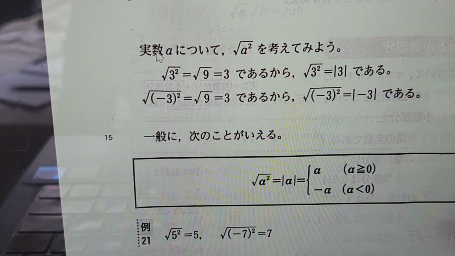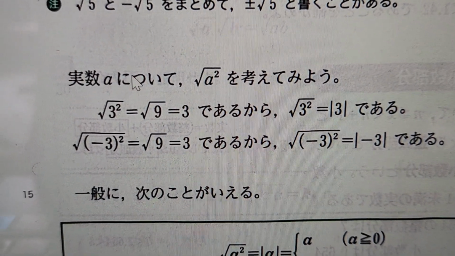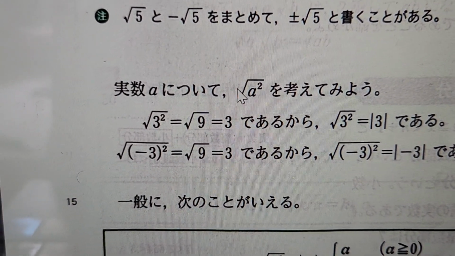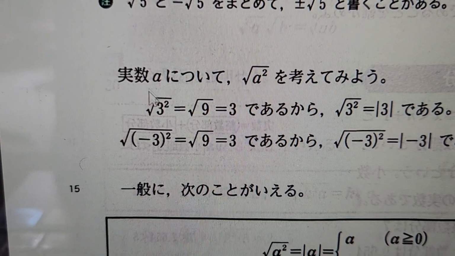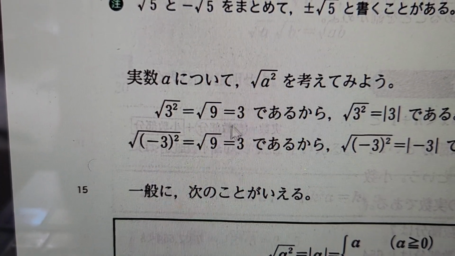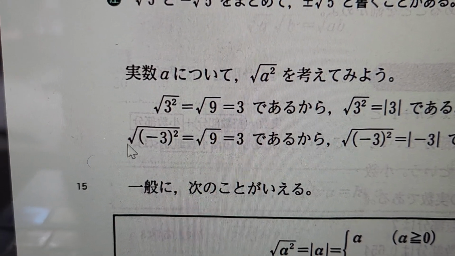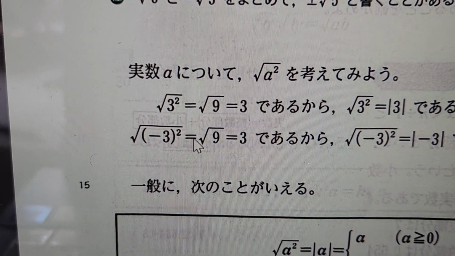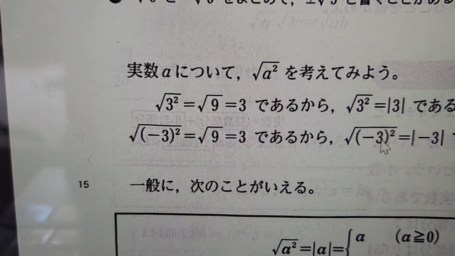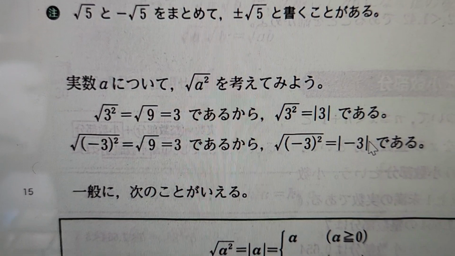Okay, about real numbers A, let's think about the square root of A squared. The square root of 3 squared is equal to the square root of 9, which means the answer is 3. So the square root of 3 squared is the absolute value of 3. Okay, the square root of negative 3 squared is equal to the square root of 9, the result is 3. Therefore, the square root of minus 3 squared is the absolute value of minus 3. Okay.